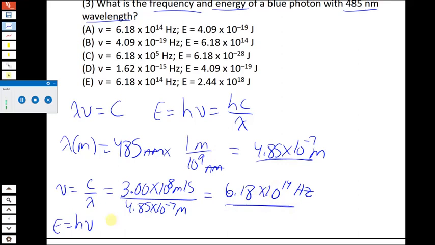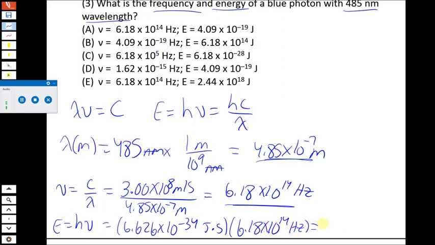It works both ways. So h times the frequency: h is 6.626 times 10 to the minus 34. Again, that's on your periodic table, so it's there for you if you need it. And then we're going to multiply that by the frequency we just calculated, 6.18 times 10 to the 14 hertz. And we get 4.09 times 10 to the minus 19 joules. All right, so the correct answer would again be choice A here for both frequency nu and energy E for the photon. All right, so any questions on properties of electromagnetic radiation?